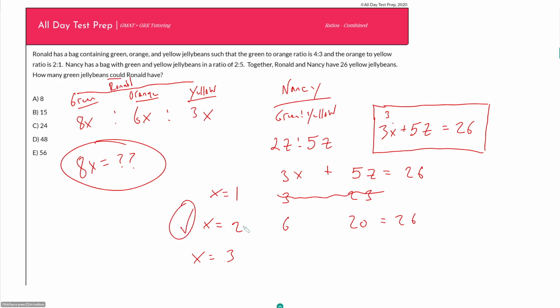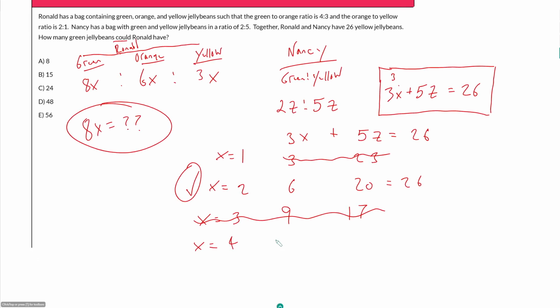x is equal to 3. So when x is equal to 3, this is equal to 9. What plus 9 is equal to 26? 17. So 5z would have to be equal to 17. That can't be true because that's not a multiple of 5. This is out. x is equal to 4. 3x is equal to 12. This therefore has to be equal to 14. That cannot be. 14 is not a multiple of 5.